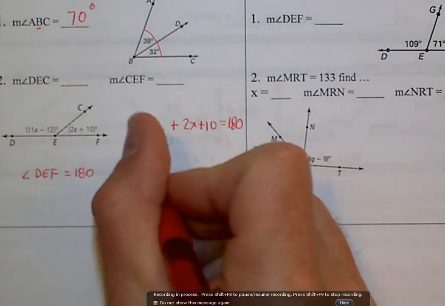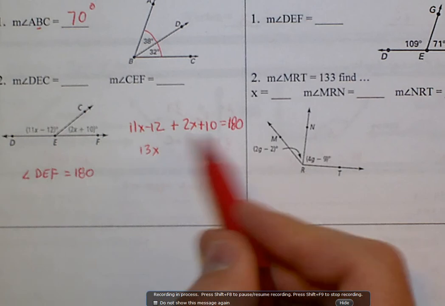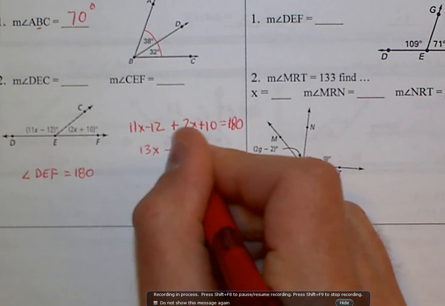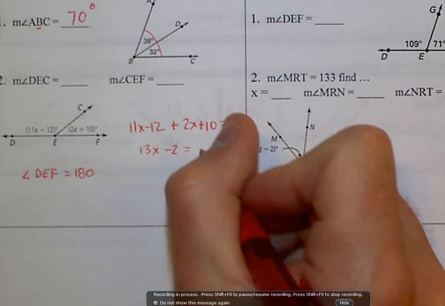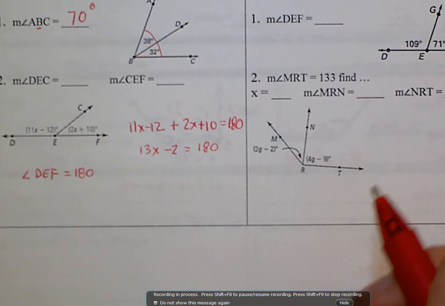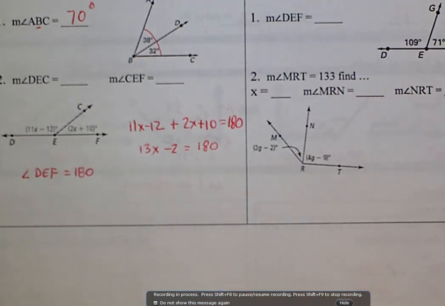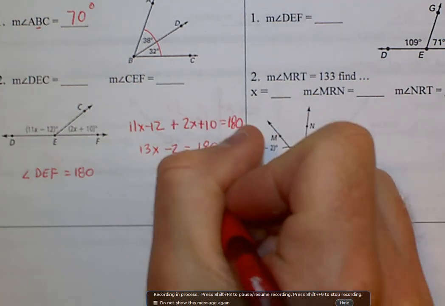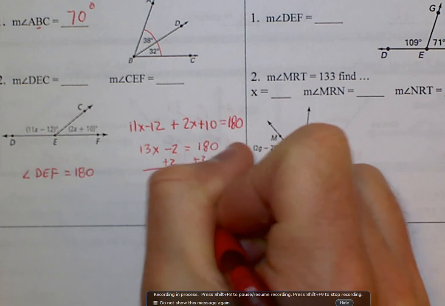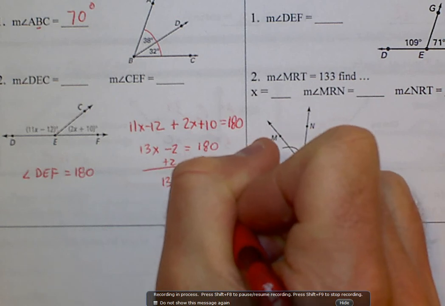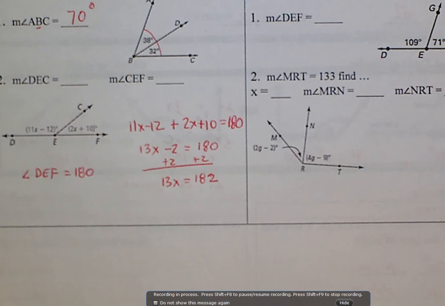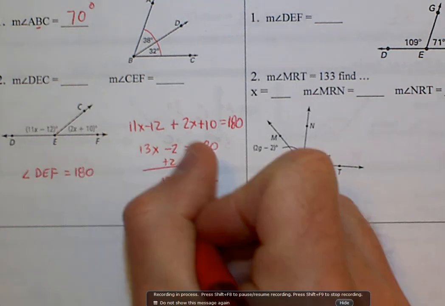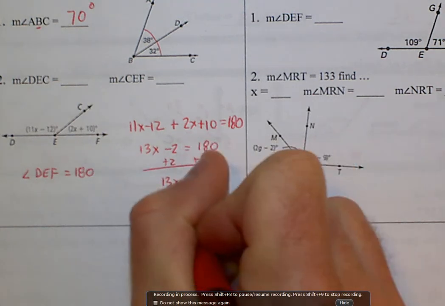That's 13x. Negative 12 and 10 make a negative 2. And that's going to give me 180. Okay. Then I'm going to add 2 to both sides. So go ahead and add 2 to both sides. And you should get 13x equals 182. And then we obviously need to take our 182 and divide that by 13 on both sides. And you should get x equaling 14. Okay?